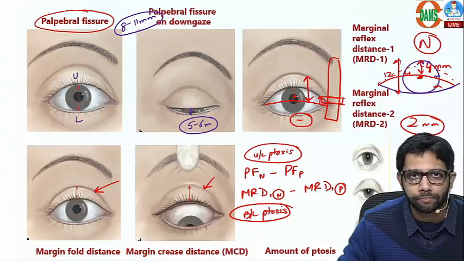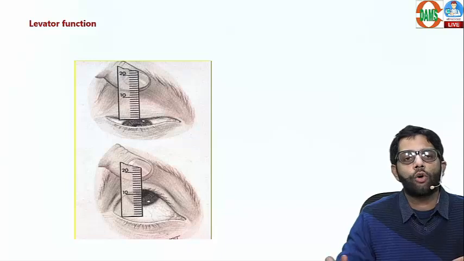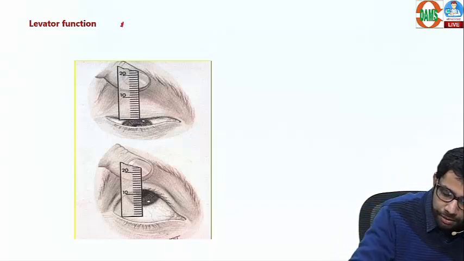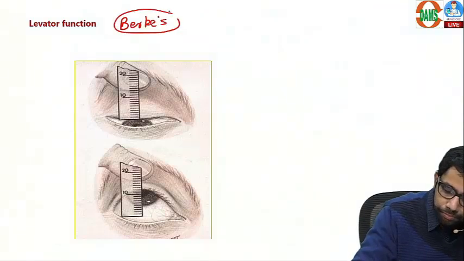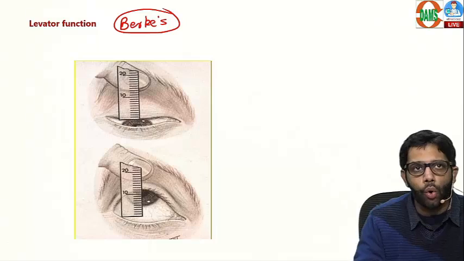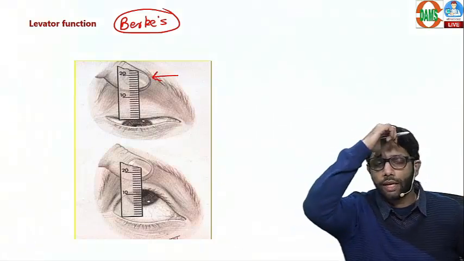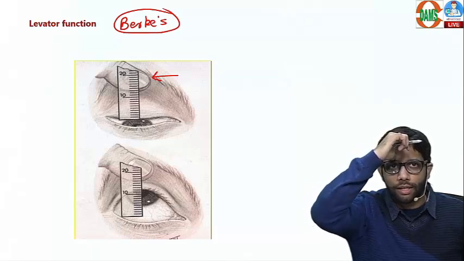Important point. Alright. After the amount of ptosis, we have to see how much the levator is functioning. The function of the levator can be checked by various methods. The most important one is Burke's method. What is this? You hold the frontalis. You block the frontalis. Why do you block the frontalis? Because it can lead to false results. You block the frontalis so that the frontalis doesn't work.